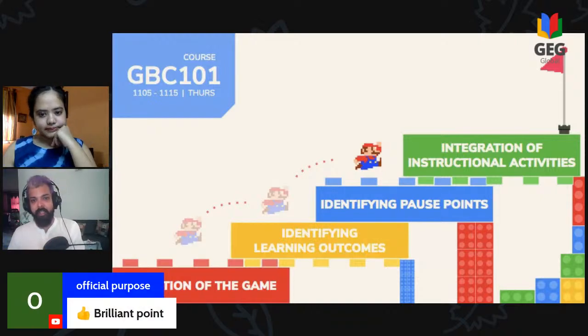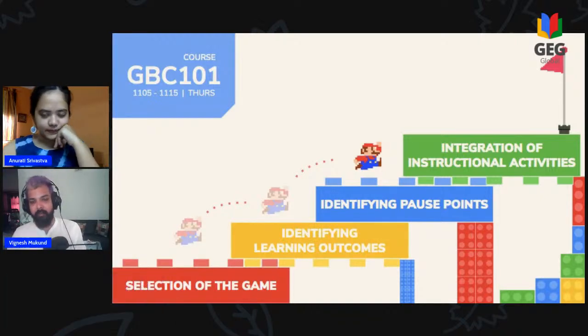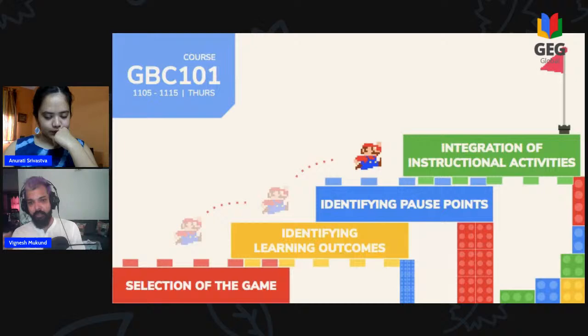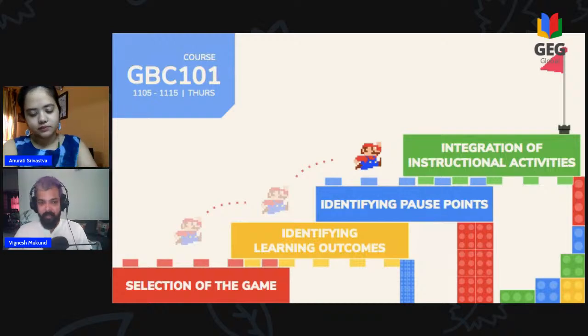So it's important that when you design and identify these pause points, you also keep in mind the pacing of your entire cohort. You see how fast everyone else plays the game and find interesting points which can lead to interesting discussions and some learning through peer learning.